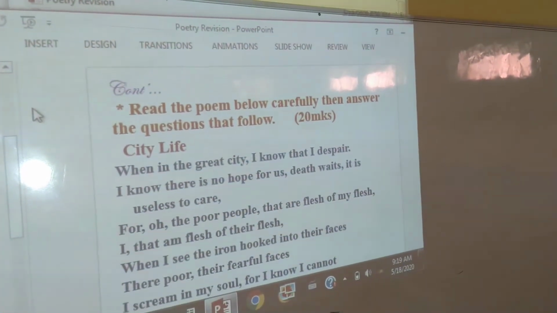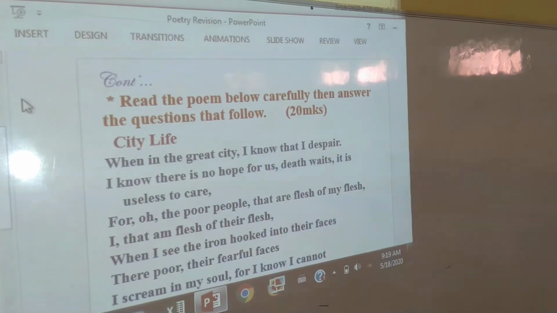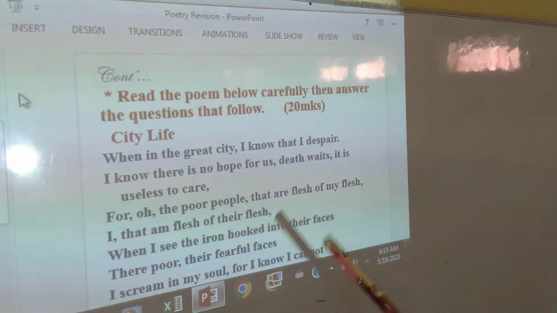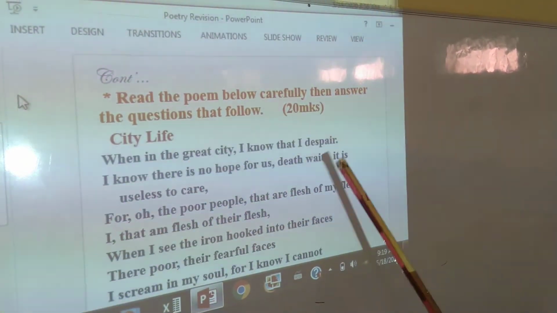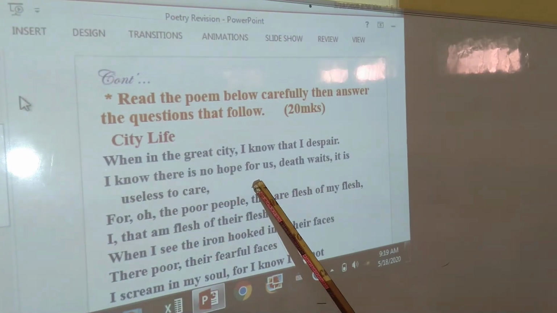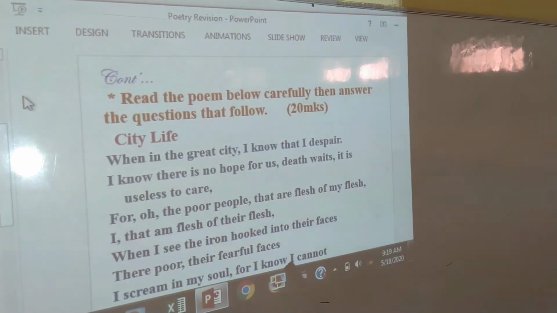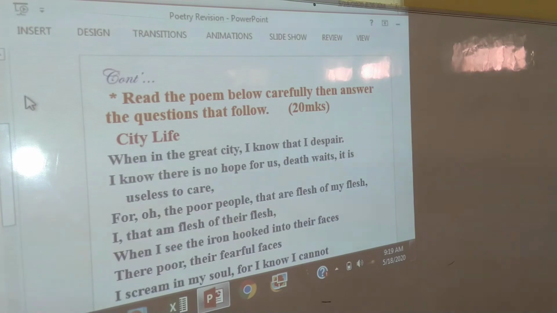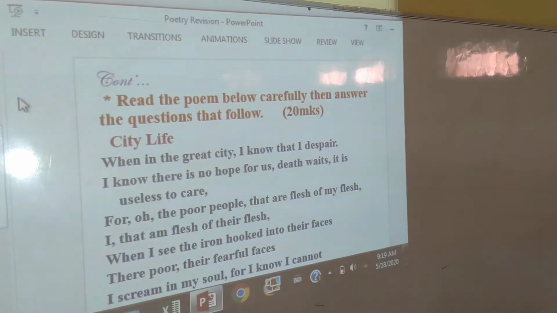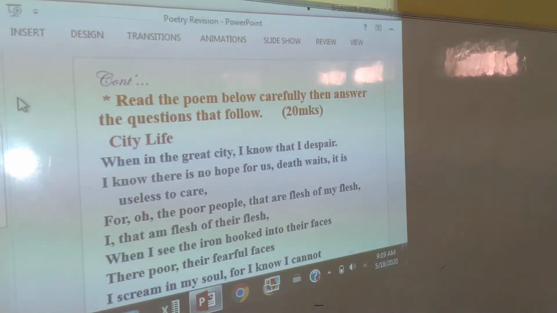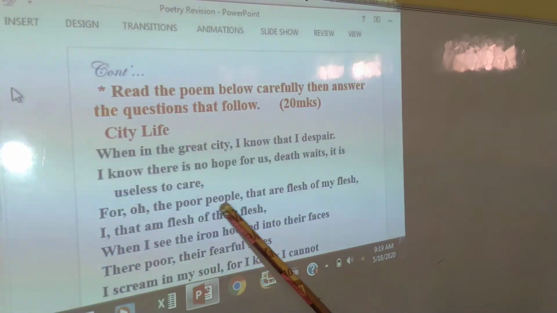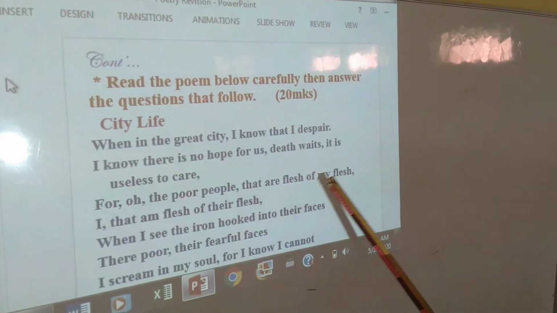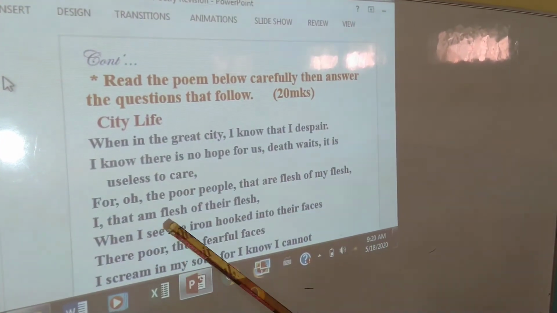How do people in city life look? He says the people in the city life are in despair, and they don't have any hope for us. And they look at city life as a place where death waits for each and every one of us who goes out there. And they continue to say there are poor people that are flesh of my flesh, that I am flesh of their flesh.